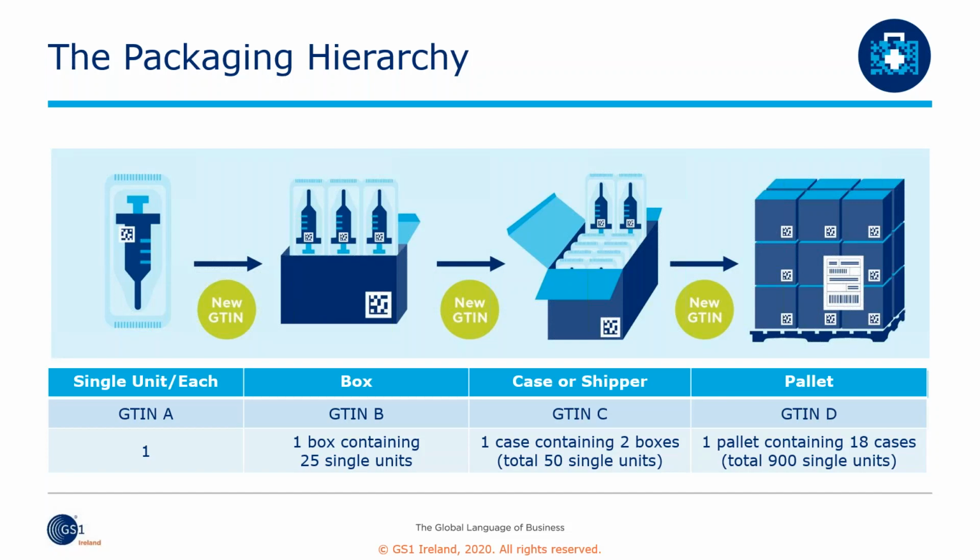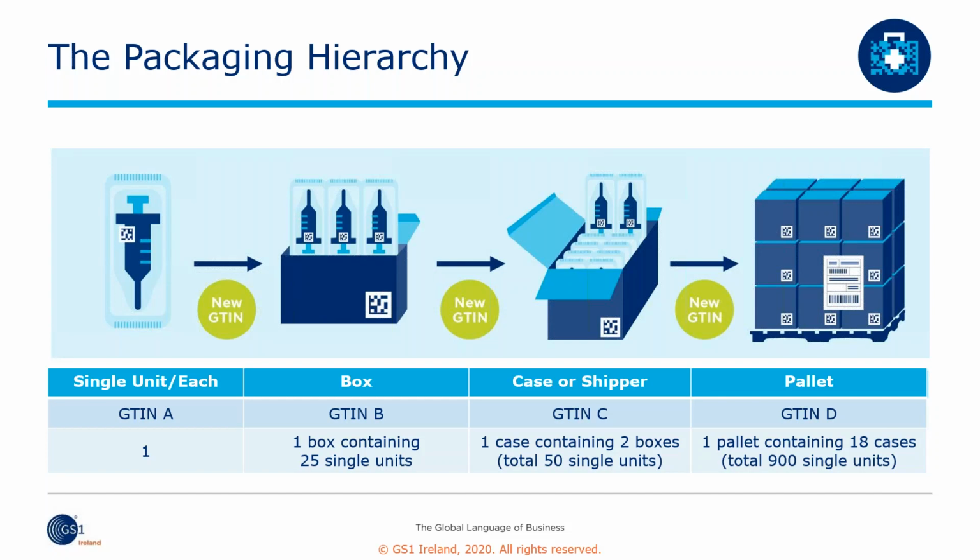And this is the last example here on the far right, and this contains 18 cases totaling 900 single units, or 36 boxes. So as we move up the hierarchy level, each level contains a new GTIN, and as mentioned earlier, it is generally the manufacturer who is responsible for allocating the GTINs, and it is done considering various things such as the GS1 general specifications, GS1 healthcare GTIN allocation rules, country or regional regulatory requirements, or internal supply chain and tendering requirements.